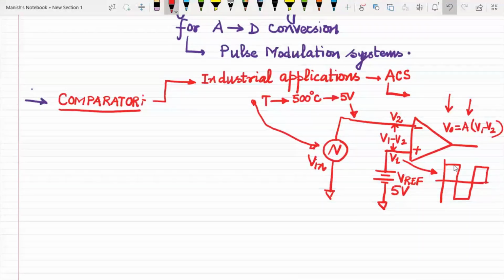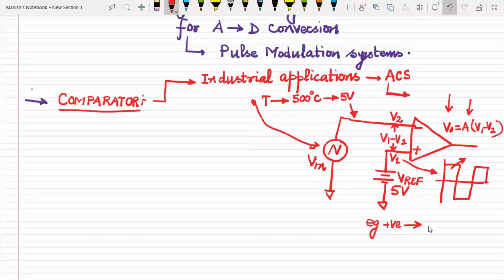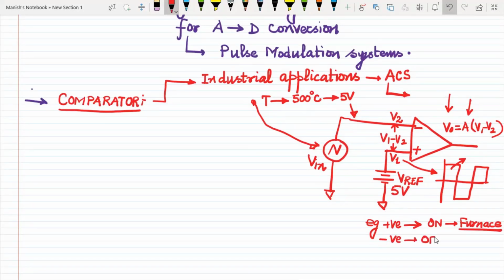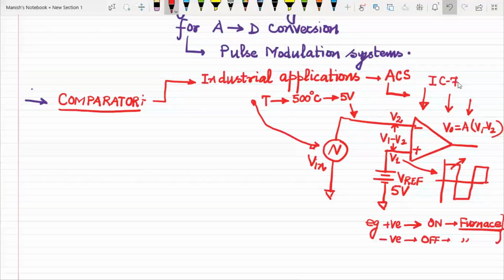If the device goes into positive saturation, for example, I'm taking an example here, we can switch on the heater, or we can switch on the furnace which is burning the steel, right? It is creating the iron ore, right? And suppose it is going negative, we can switch off the heater or the furnace, and that means the action of this element here, the element that we are using is IC741, performs a crucial role here by controlling the process.